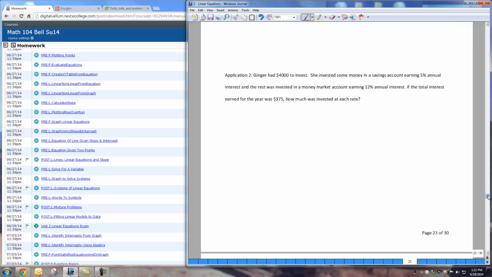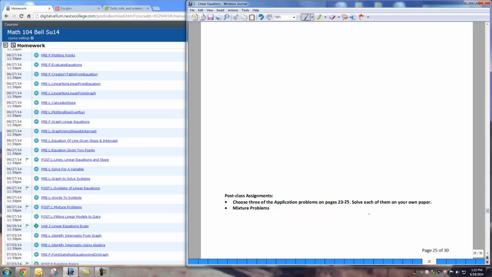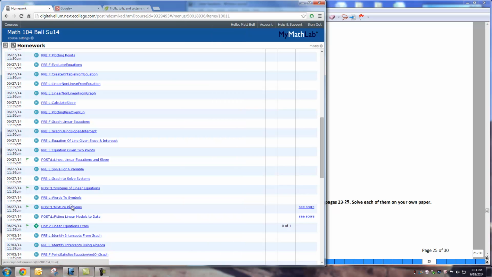So, your assignment for the mixture problems. Let's get here to the bottom of page 25. Choose 3 of the application problems on pages 23 through 25. Solve each of them on your own paper. So you're going to have an assignment that you have to do in Microsoft Word, or you can write it on your actual paper, scan it, and email it to me. It's probably easier just to do it in a Word file, then you just have to save it and email it to me. All right? So you have 2 assignments. Then you have this mixture problems assignment in my math lab.